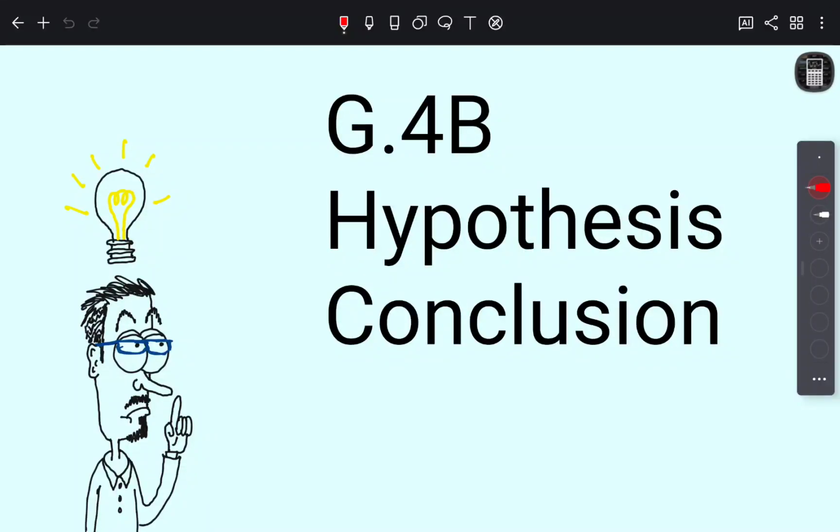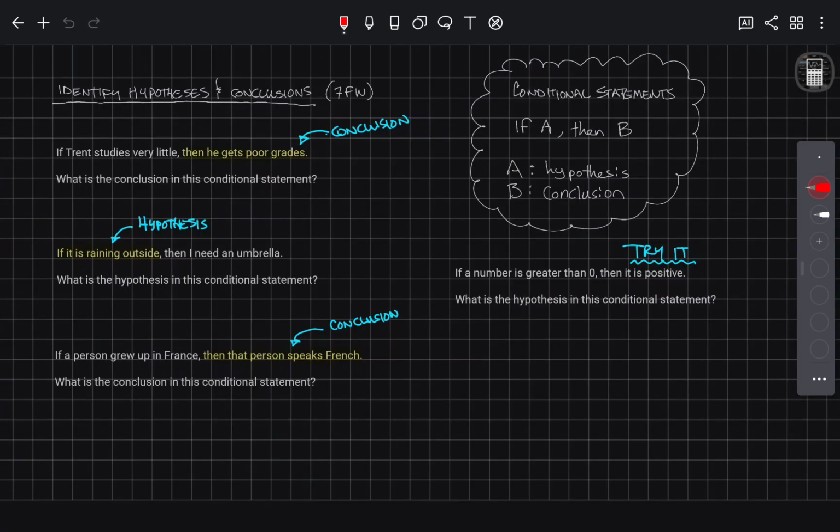Hypothesis and conclusion. Identifying a hypothesis and a conclusion is pretty simple. This is more getting you accustomed to vocabulary and the structure of how things are going to be going as we move forward in geometry.